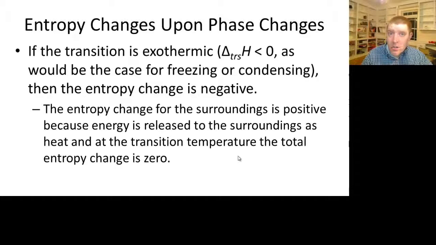In the universe overall, we still have to be increasing the entropy of the universe. So the total entropy of the universe, which means that heat that's leaving our system and going into the surroundings, the entropy of the surroundings is increasing there. So there, the entropy change for the surroundings is positive, as the energy is released to the surroundings as heat, and thus the total entropy change is 0.